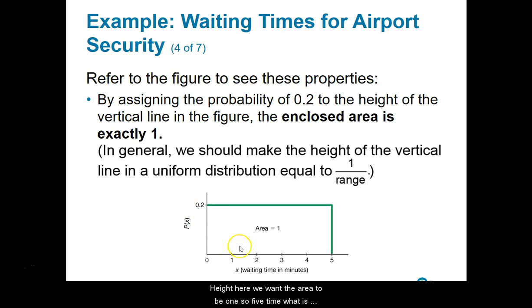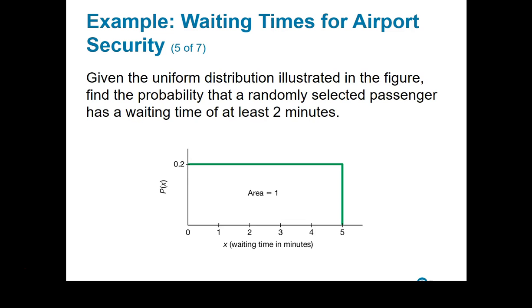Our height here, we want the area to be 1, so 5 times what is going to give us 1? 5 times 0.2 will give us 1. So for a uniform distribution, that's how we will figure out what the density is. You want the area to be 1. Same thing with the normal distribution. You want the area to be 1.